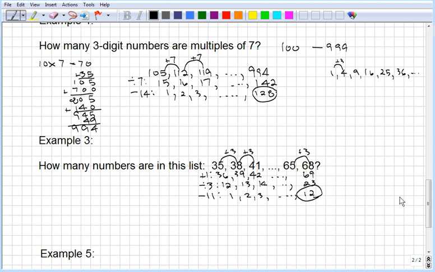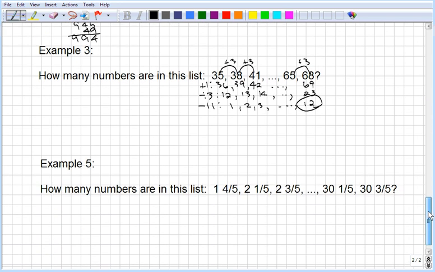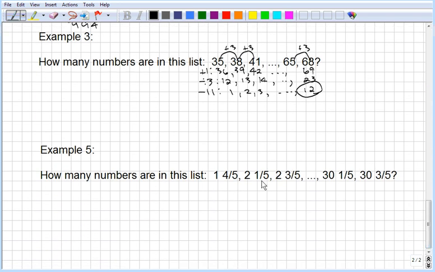Pretty cool, huh? And the last example I want to do is this one. This is a trickier one. Here we've got a list that involves fractions, okay? But again, well, let's first of all, since these are mixed numbers, let's convert them to improper fractions, because it makes it a bit easier to see how many fifths you're working with each time. So we have 1 and 4 fifths, 2 and 1 fifth, 2 and 3 fifths, and so on. But it's a lot easier to see what you're doing if you convert this to an improper fraction first.